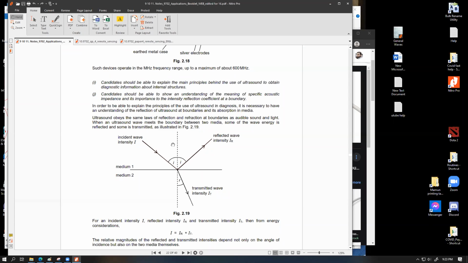So if you are sending, let's say, 1000 joule per second per meter square of intensity incoming, and you have these two things happening, certain portions reflected, certain portions transmitted, the sum of these two things would always add up to the original value, because we cannot create energy, we cannot destroy energy, it can only be converted from one form to another form or from one place to another place. So because of that, this equation will always be true.